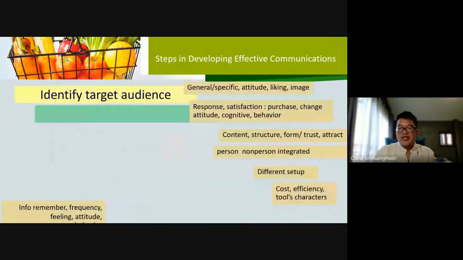So let's talk about the steps of effective communication. But before that, please think about how many times you talk with your friends and it might not be very good communication, because you might lose the concept, or your friend talks too much or too little. So what we should concern is that we need to develop effective communications.